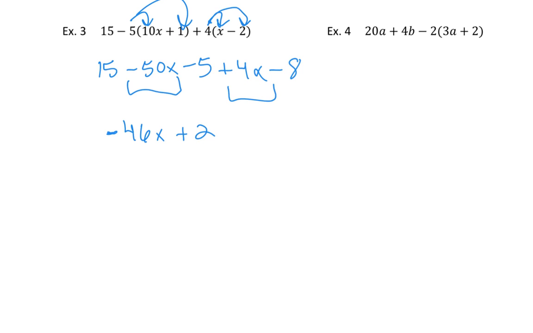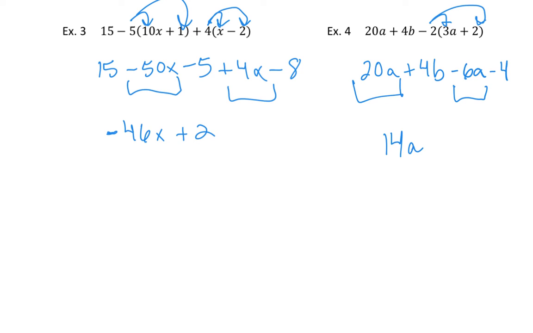Example 4, don't need to do anything with 28a or 4b first. Multiply -2 times 3a and -2 times 2. -2 times 3 is -6a. -2 times 2 is -4. I can combine 20a minus 6a is 14a. Can't combine anything with 4b, so I'm just going to bring it down. And I can't combine anything with -4, so I'm going to bring that one down.